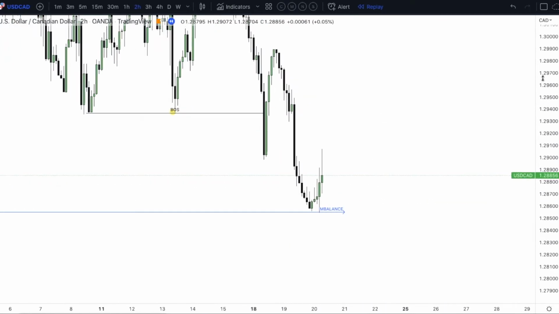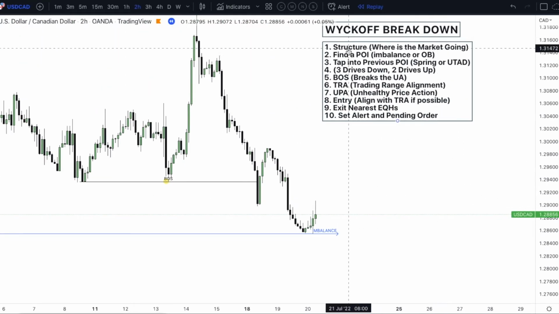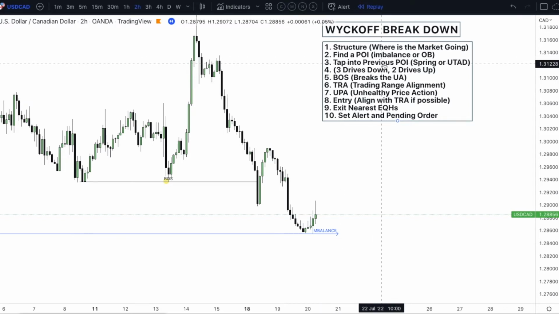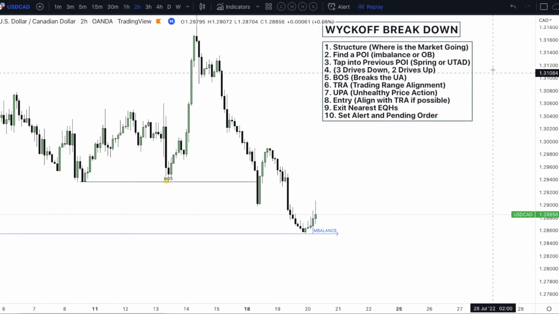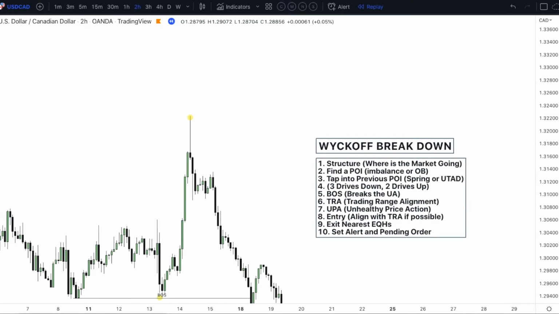All right. So now, what did the steps say? We want to see price tap into the previous point of interest. And the point that will tap into the previous point of interest is a spring from an accumulation, or UTAD from a distribution. So in this example, we're looking at the spring because we're doing an accumulation. Once it taps into that point of interest, we want to look for 3 drives down and 2 drives up. Now, what do I mean by that? I'll show you guys exactly what we mean.